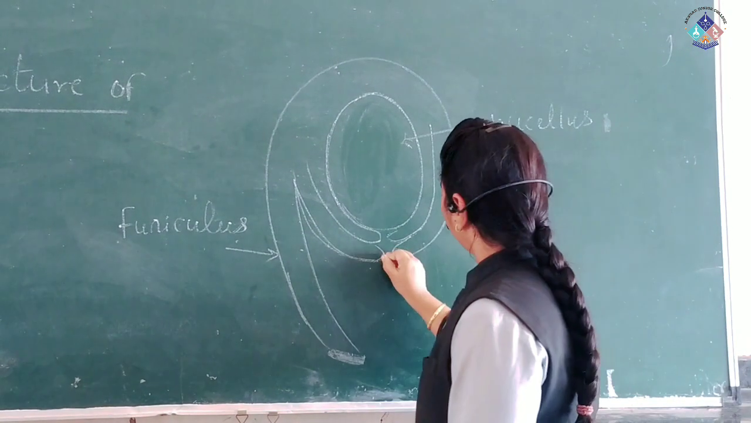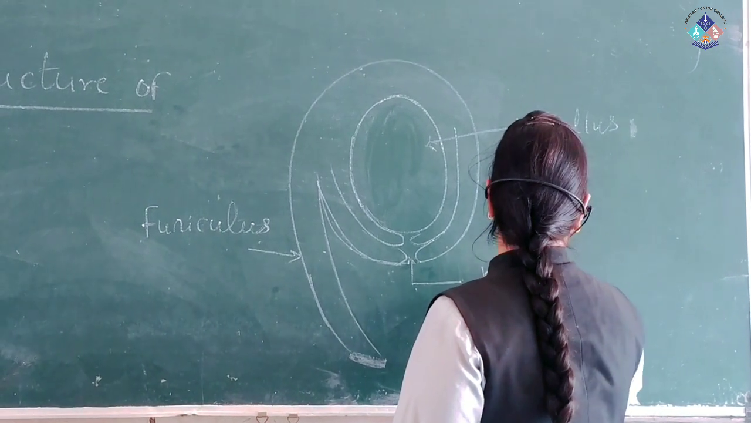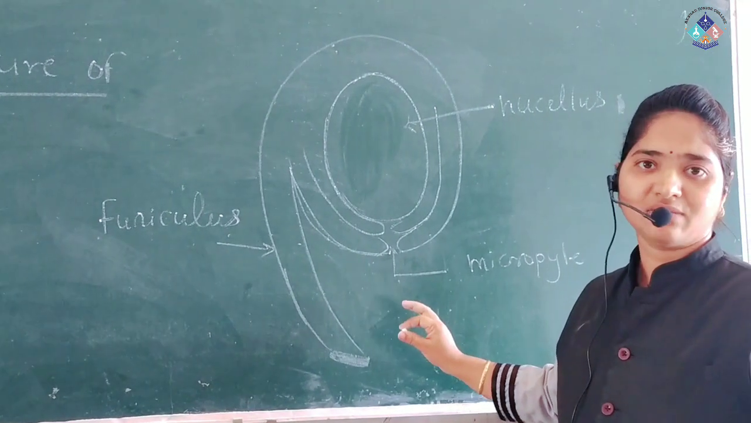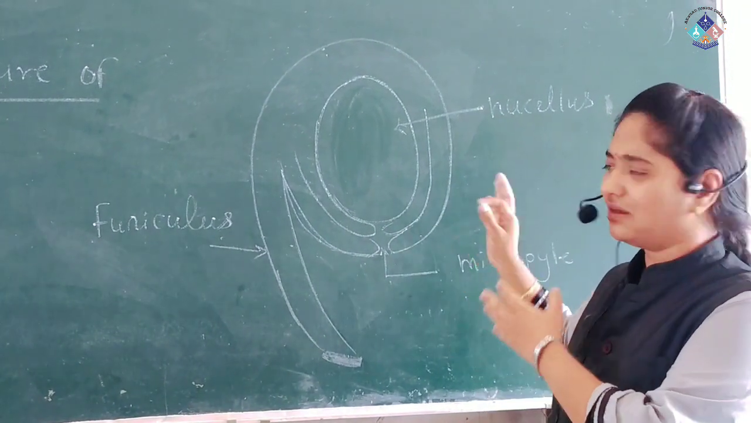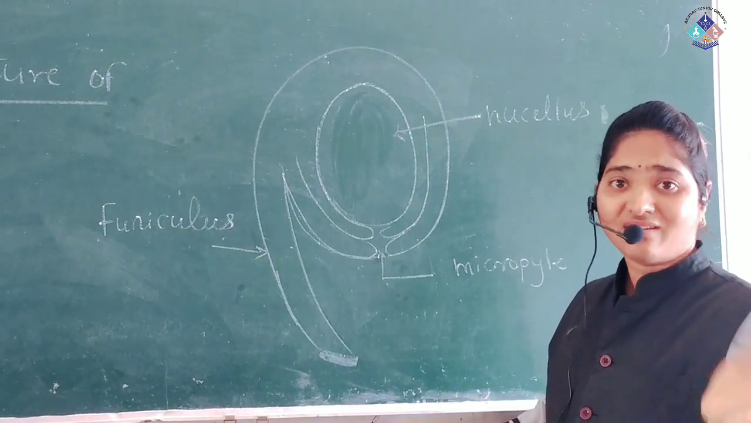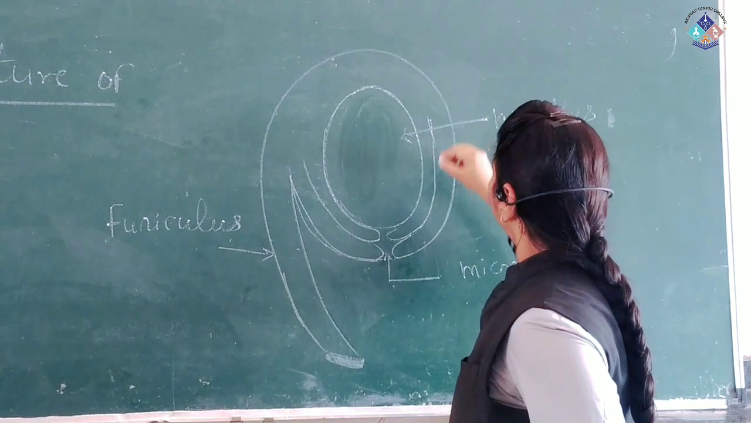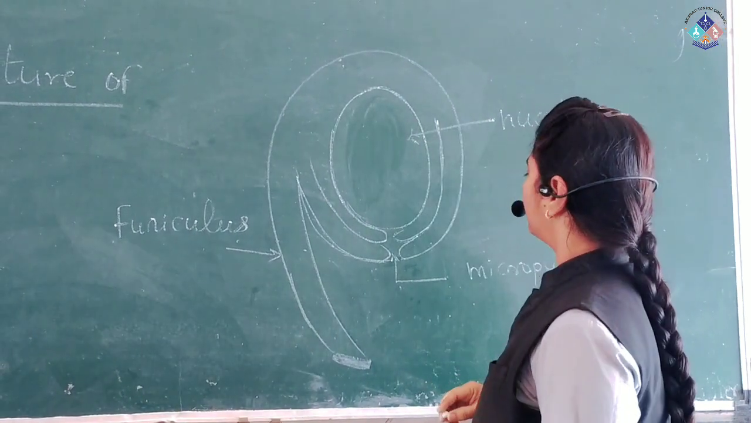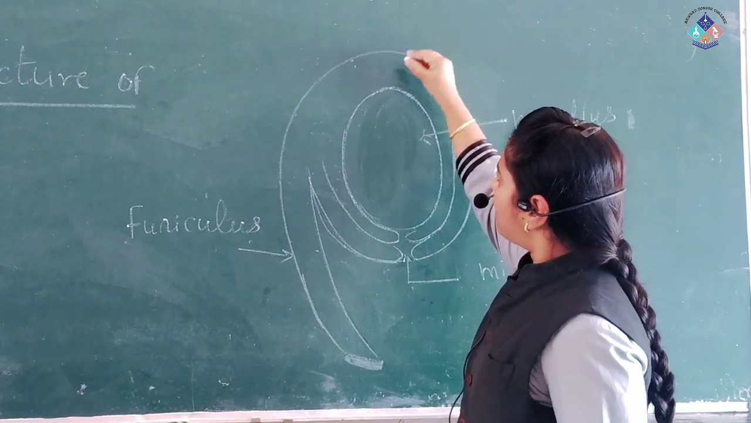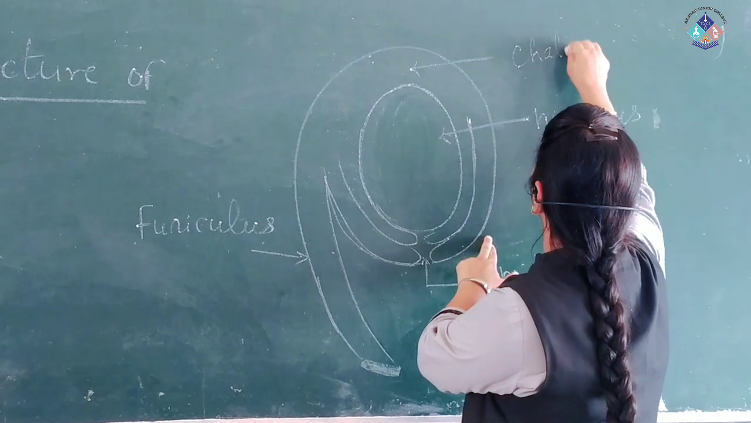Very important. This is called micropyle. Just pay attention. Very important. 5 to 6 times question has been asked on this same topic. Very simple and basic topic for NEET exam. You can check last year's papers. So many questions asked on this very basic topic. Now next one. You can see opposite to the micropyle, this part is called chalaza. This is called chalaza.